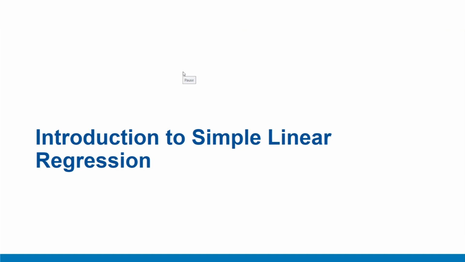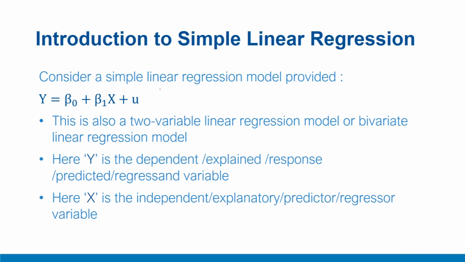In this video, we'll introduce the simple linear regression model. Consider a simple linear regression model the way it is presented here: y equal to beta naught plus beta 1 x plus mu. This is often referred to as a two-variable linear regression model or bivariate regression model because there are two variables, y and x.